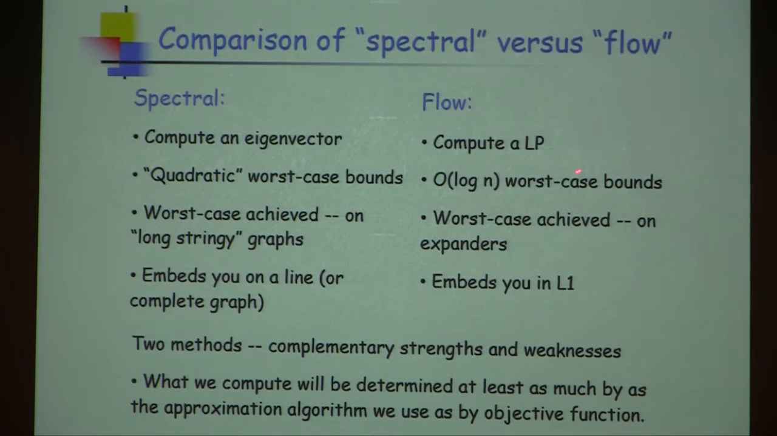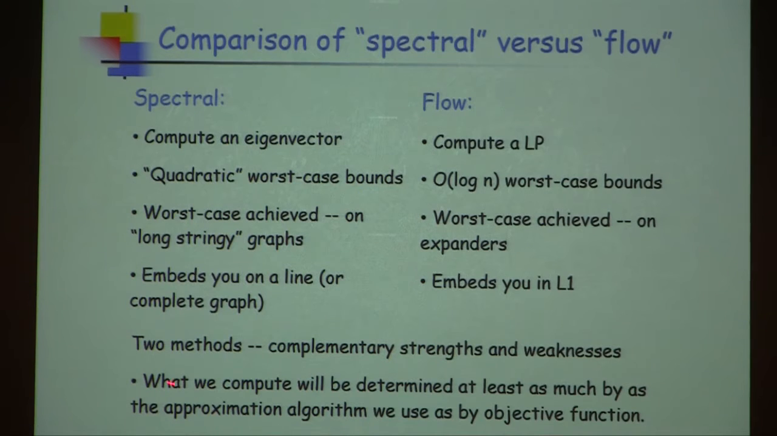Flow-based methods compute a linear program. You get log n worst case bounds. You can ask, are those bounds tight, or is that an artifact of the analysis? The answer is they are tight. And the class of graphs that achieve that are constant degree expanders. And it embeds you roughly in L1. So you have two methods, complementary strengths and weaknesses.